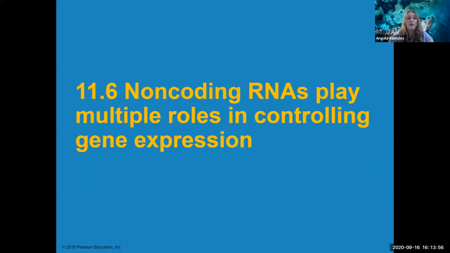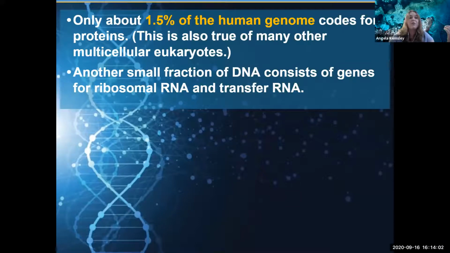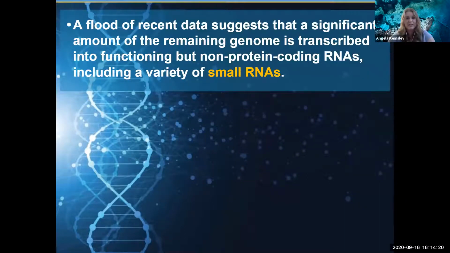There are non-coding RNAs that also play multiple roles in controlling gene expression. Actually only about 1.5% of the human genome codes for proteins. This is also true of many other multicellular eukaryotes. There's another small fraction of DNA that consists of genes for ribosomal RNA and transfer RNA. There's quite a bit of research recently that suggests that a significant amount of the remaining genome, remember only 1.5% codes, is transcribed into functioning but non-protein coding RNAs, including what we call small RNAs.